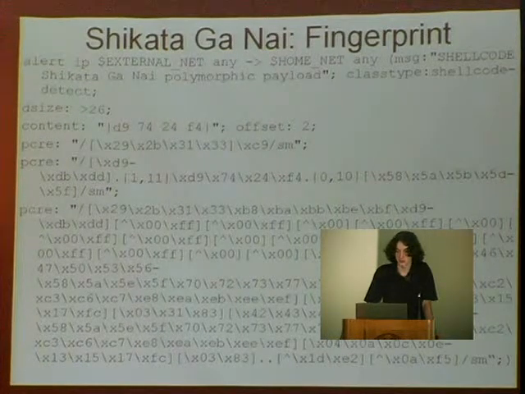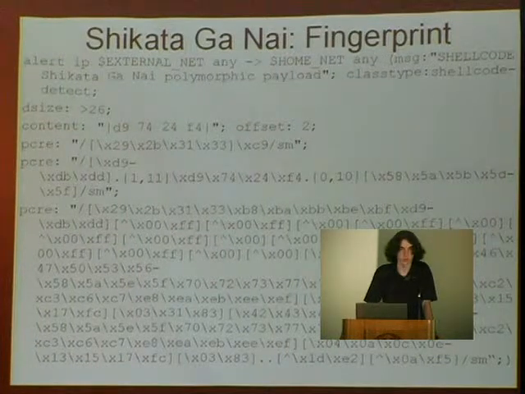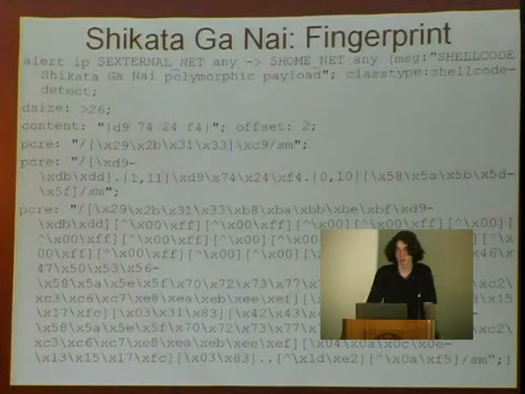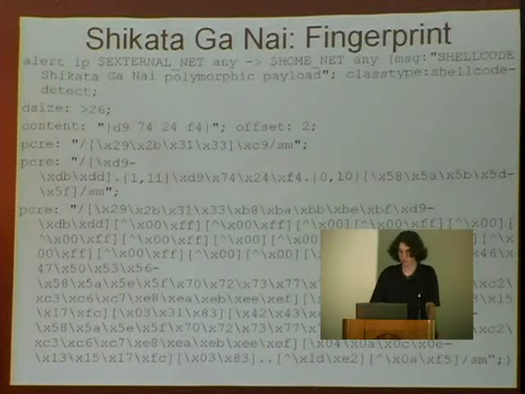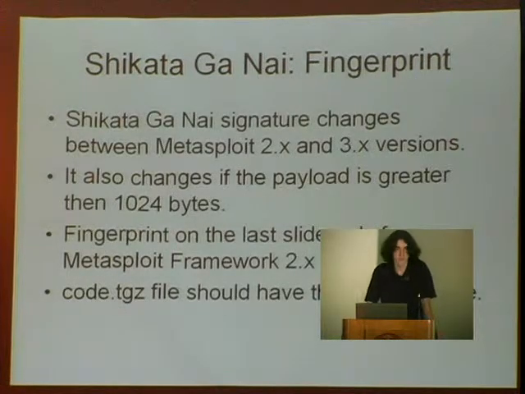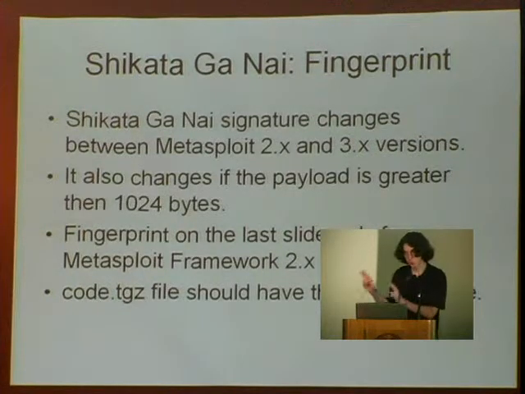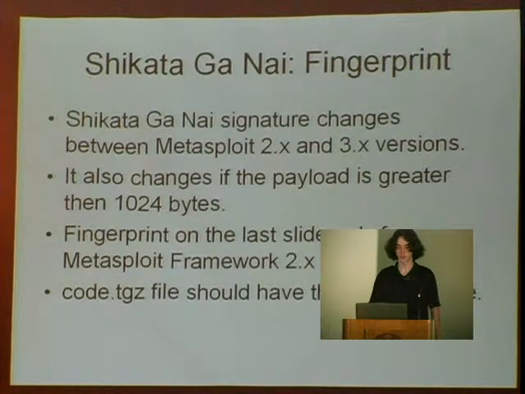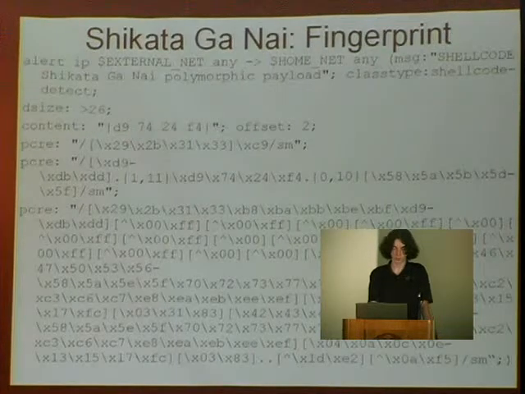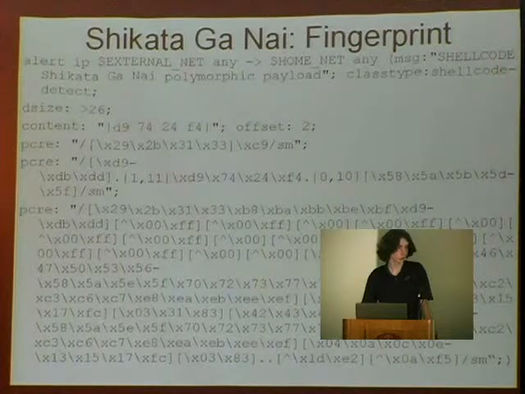Because without that byte distribution information, there's going to be false positives all over the place, because that's just not a very good signature by itself. And just a little on this fingerprint in case you guys are planning to drop it in. The Shikata Ga Nai signatures change between Metasploit 2 and 3. It also changes if the actual shellcode the encoder is encoding is less than or greater than 1024 bytes. So if you plan to drop it in, realize that the code.tgz file should have the full signature, but the signature here is only for Metasploit Framework 2.